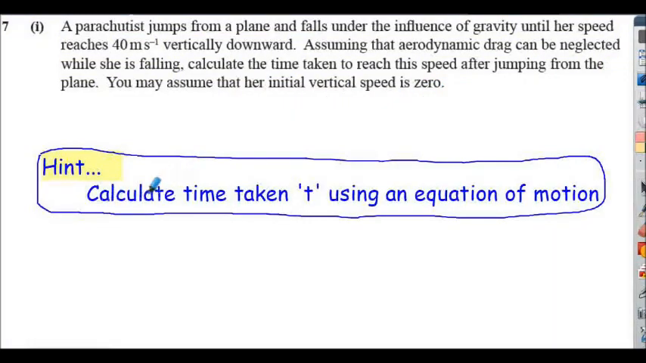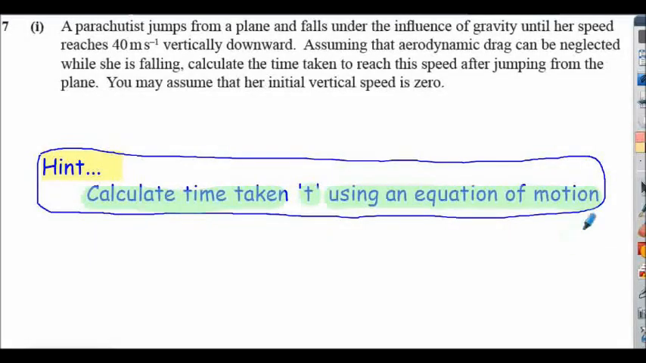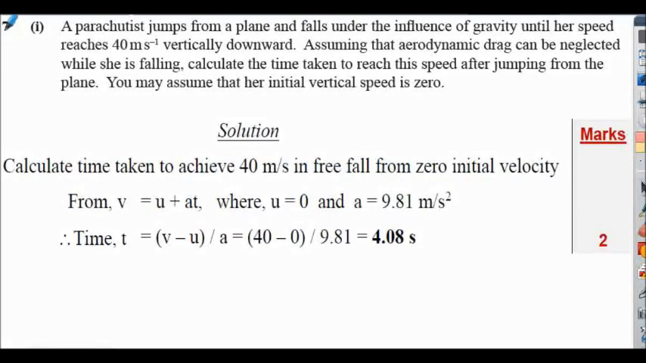So the hint for question 7 part 1 is to calculate the time taken using an equation of motion. So an equation from our listing here. The solution is shown on the following slide for your reference. So question 7 part 1, here's the solution. Using this equation from the formula booklet, u is 0 in this case, acceleration is gravitational acceleration. So we can rearrange the equation to find time calculated here.